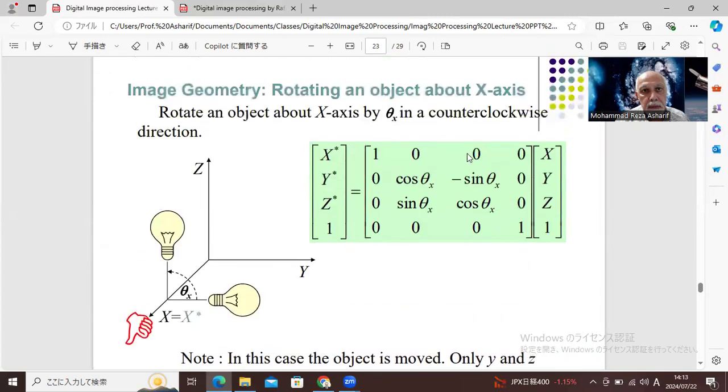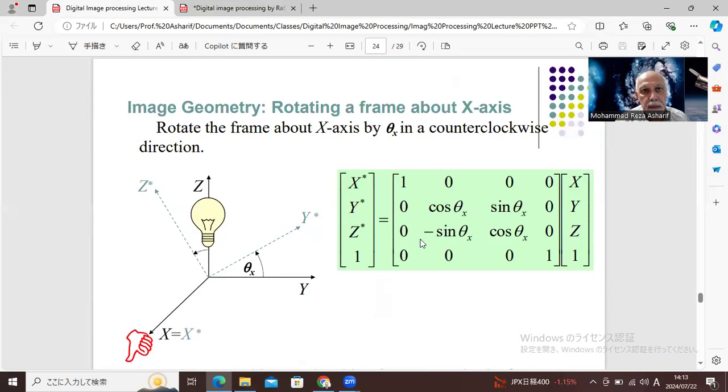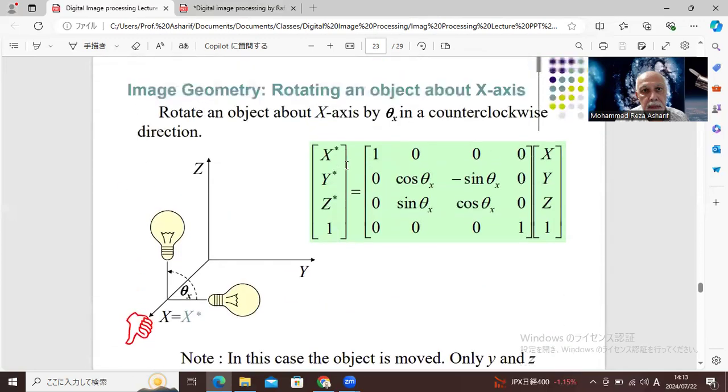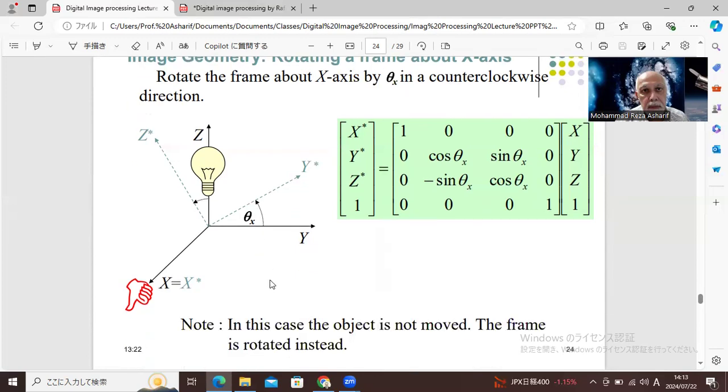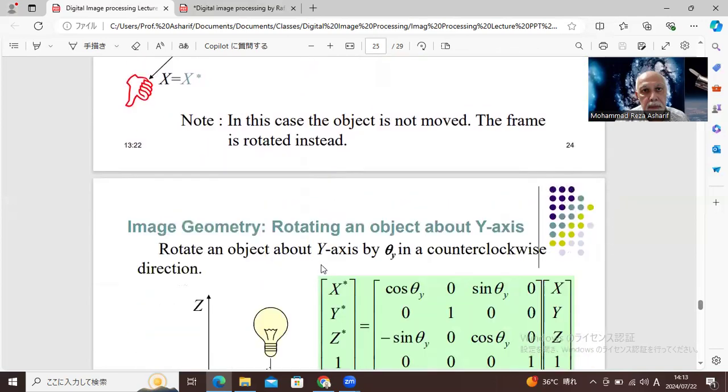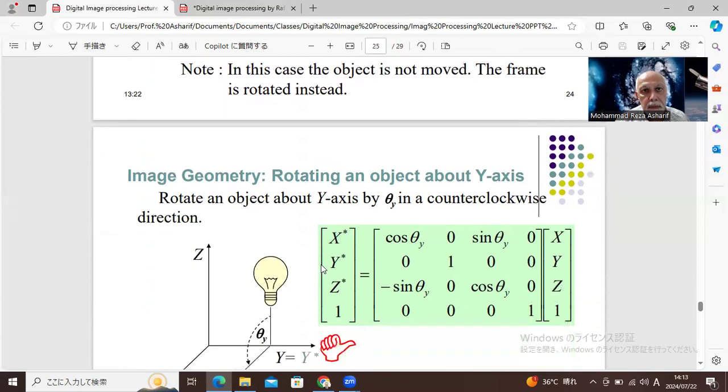So it is minus sine theta here, but here minus sine theta is here. The cosine doesn't change as you compare here. So you are rotating: the old coordinate is x, y, z, and the new coordinate is x star, which is the same as x, and y star, z star. In this case the object is not moved. The frame is rotated instead. This is another thing, kind of an inverse rotation or something like that. Later I will tell you.